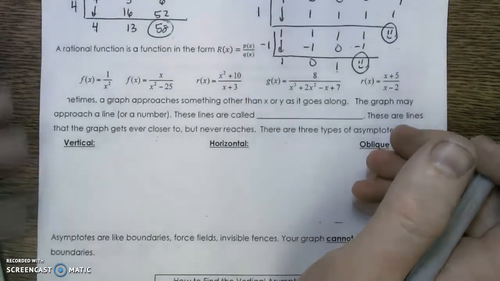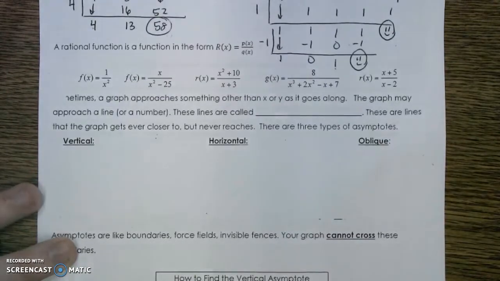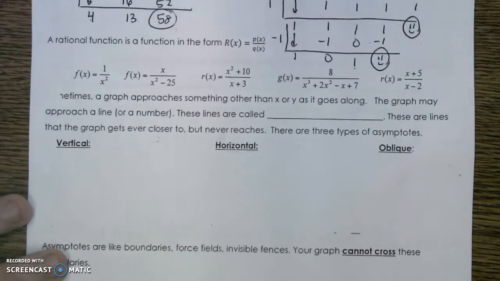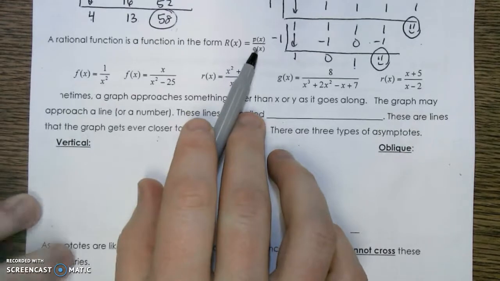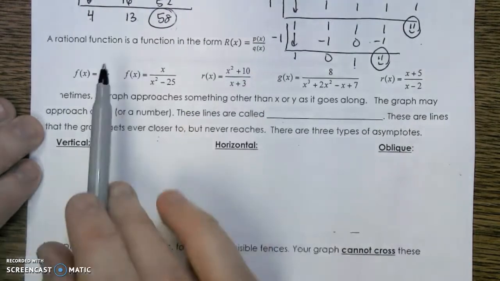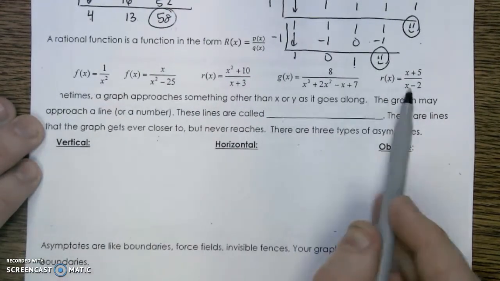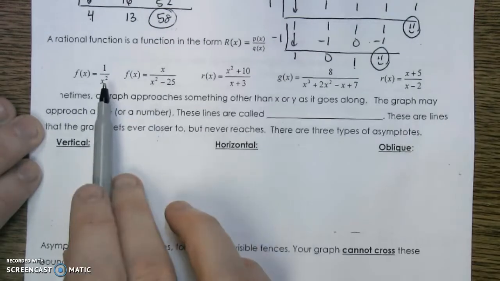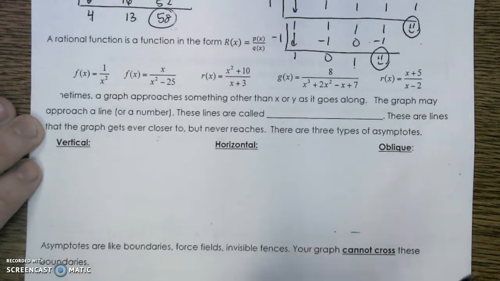Now let's look at rational functions. So rational functions are functions where you have a polynomial divided by another polynomial. Here are some examples of rational functions. So pretty much if you have x in the denominator, then it's considered a rational function.